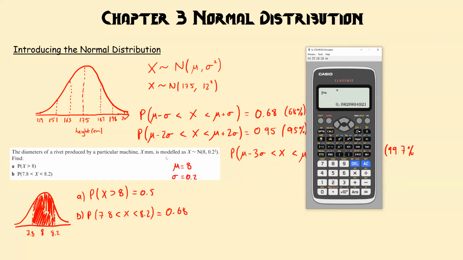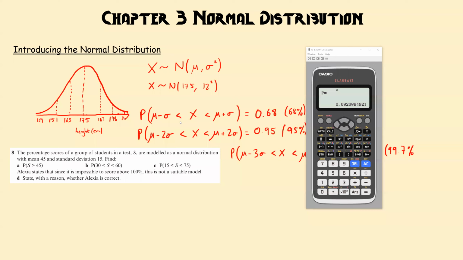Just going to pause for a second just to get up a slightly harder question. And so we've got question 8 here. The percentage scores of a group of students in a test S are modeled as a normal distribution with mean 45 and standard deviation 15. The first thing I'm going to do is write down what that is using basically our modeling notation.